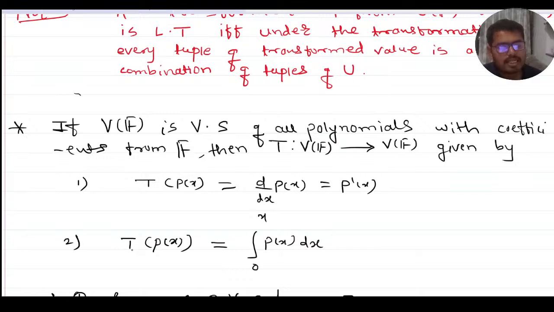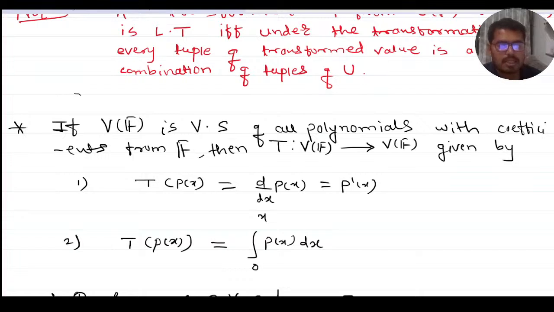Okay, the second map is defined as T of p of x equal to the integration from 0 to x of p of x dx. Here T is an integration transformation. T of p of x is the integration from 0 to x of p of x dx. That's why this is called an integration transformation. Our aim is to check whether these two transformations are linear or not.